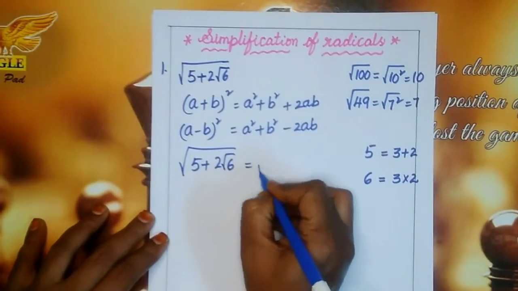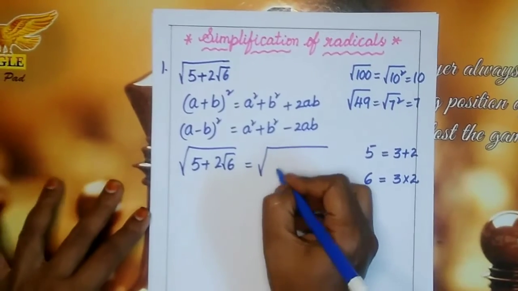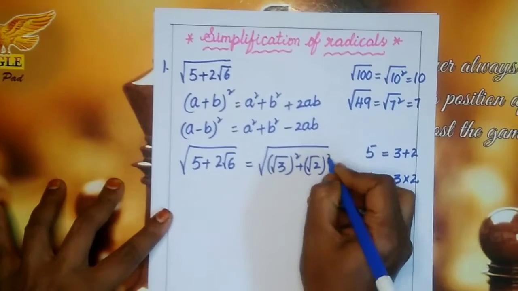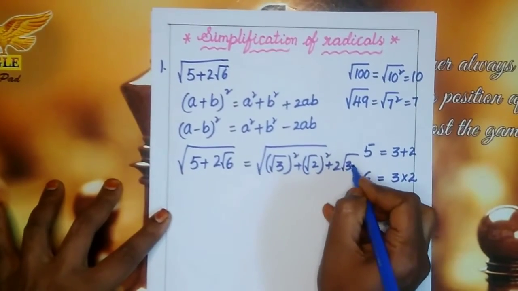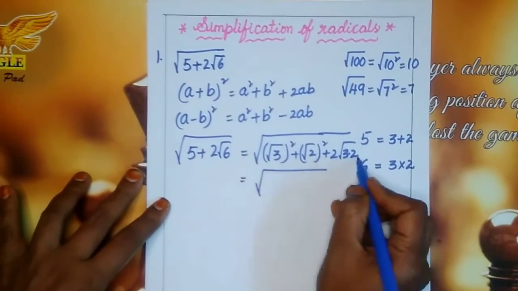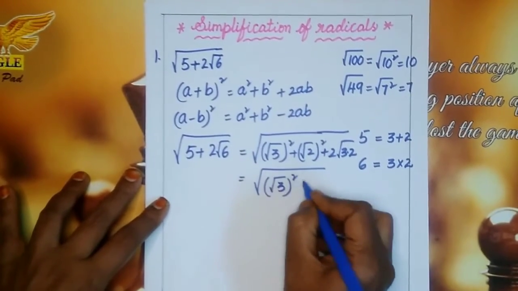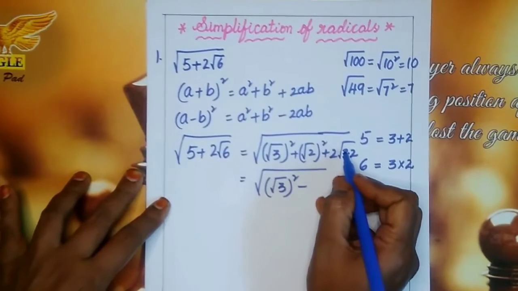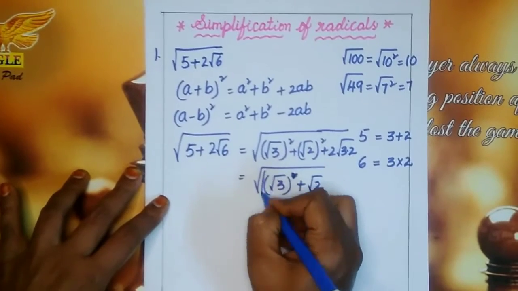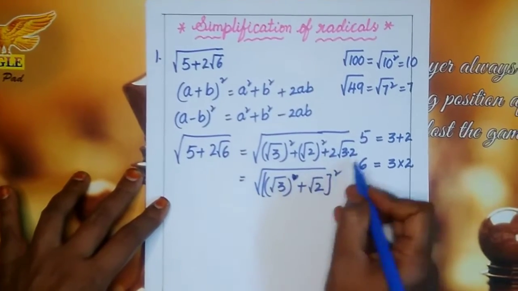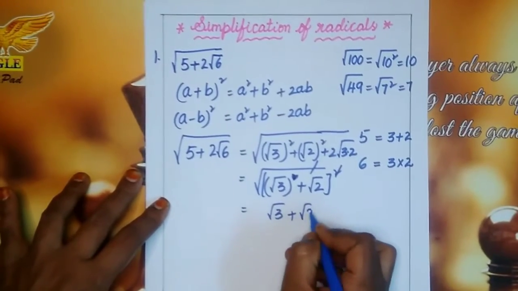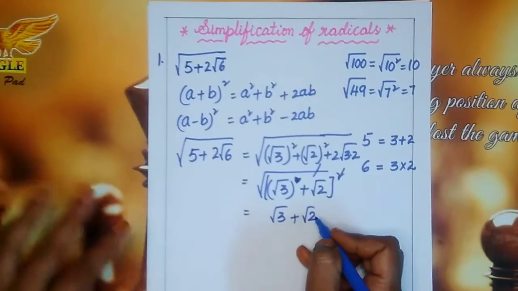Right. Now, 5 can be written as 3 plus 2. But I am arranging like this: square root 3 square plus square root 2 square plus 2 into square root 3 into 2. Which means a square plus b square plus 2ab. So, this can be written as a plus b whole square. Entirely a plus b whole square. So, square and root gets cancelled. Finally, you got square root 3 plus square root 2 is the answer. So, for this square root, we got the answer as square root 3 plus square root 2.